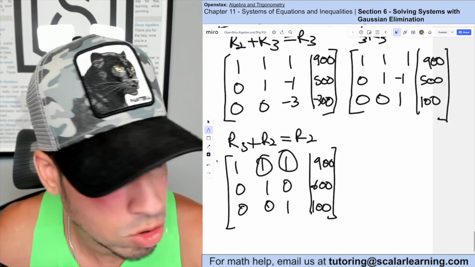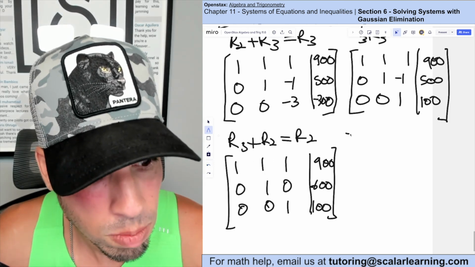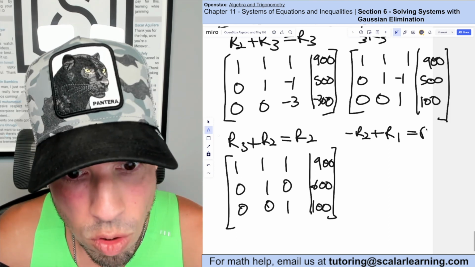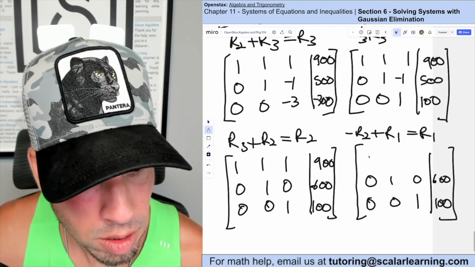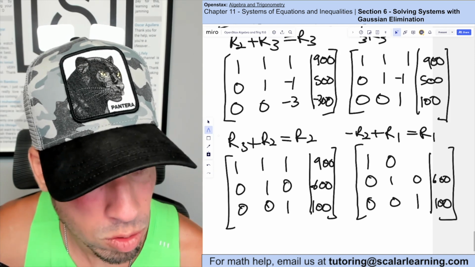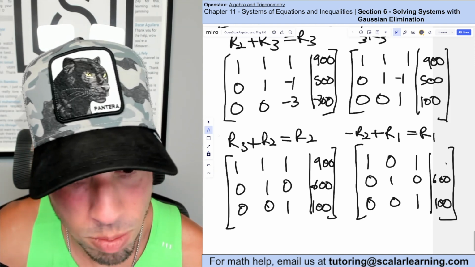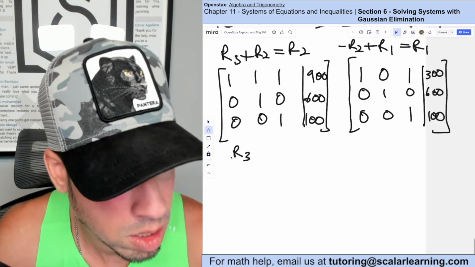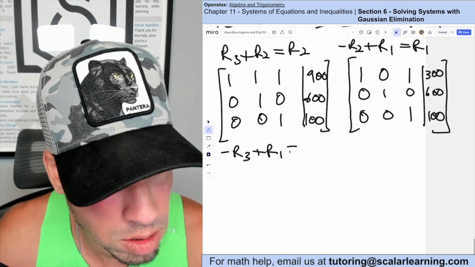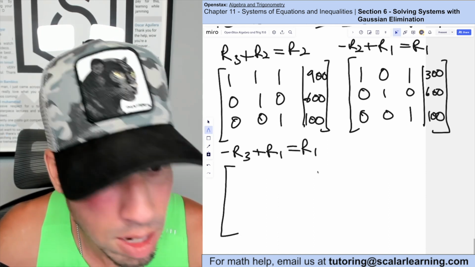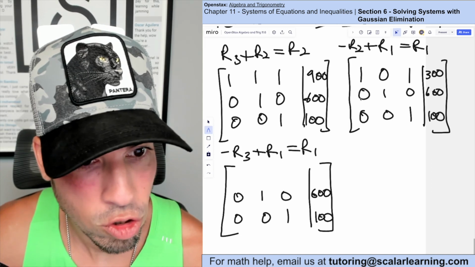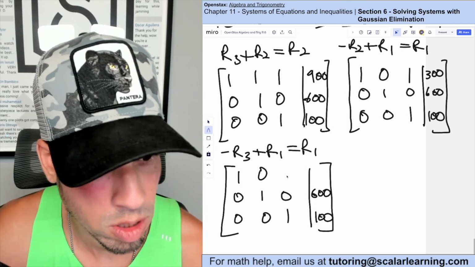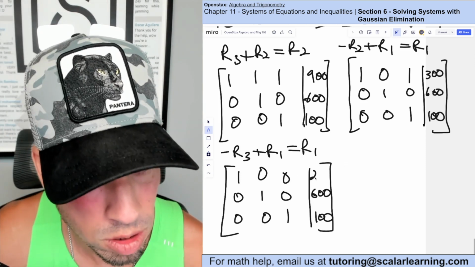Okay, we just got to flip these two to 0. First, I'm going to multiply row 2 by negative and add it to row 1 to get a new row 1. So we got 0 plus 1 is 1, negative 1 plus 1 is 0, 0 plus 1 is 1, and then negative 600 plus 900 is 300. And last but not least, we multiply row 3 by negative, add it to row 1 to get a new row 1. Let's write it out. Here we go. We've got 0 plus 1 is 1, 0 plus 0 is 0, negative 1 plus 1 is 0, and then negative 100 plus 300 is 200.